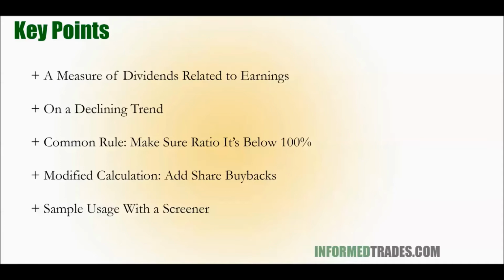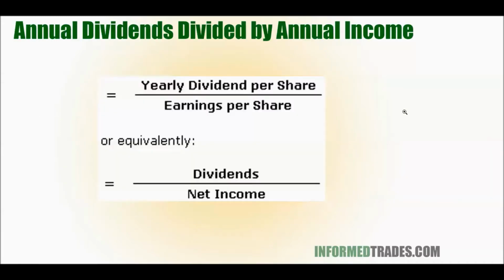Okay, so what is payout ratio? As noted, it's a measurement of dividends related to annual income. The basic idea you're trying to get at here is how much a company is paying out to shareholders, how much dividends are going out relative to its annual income. So does the company have the ability to pay out these dividends? How taxing are dividends relative to its income?